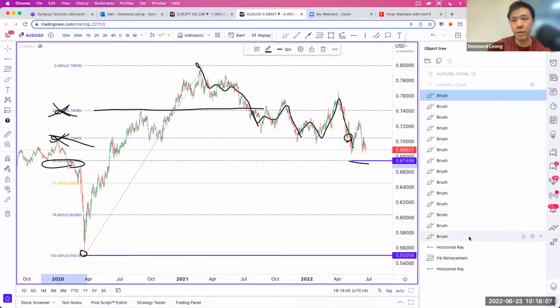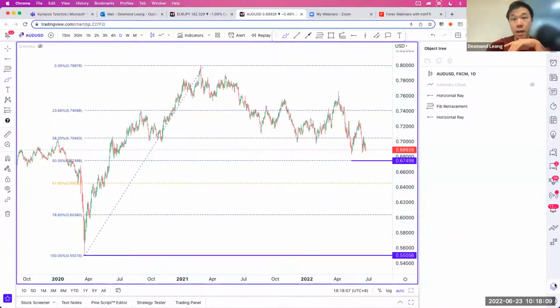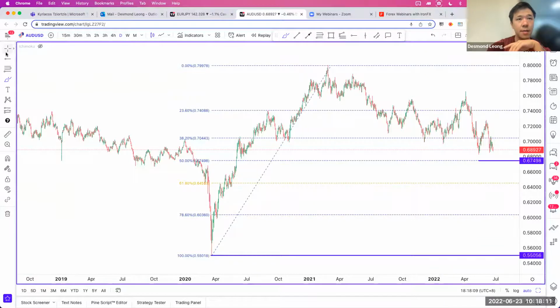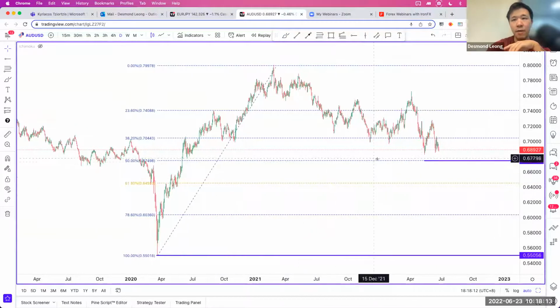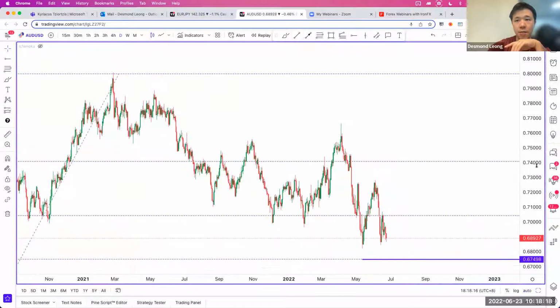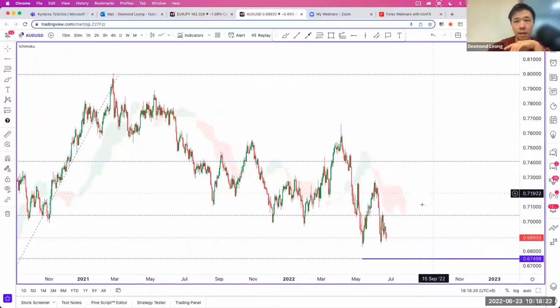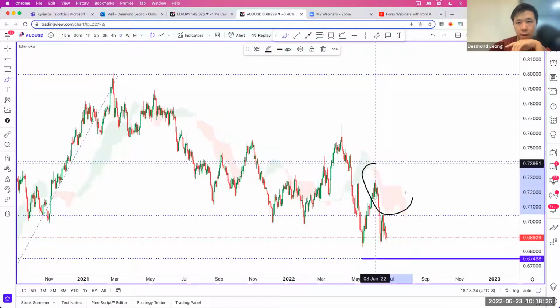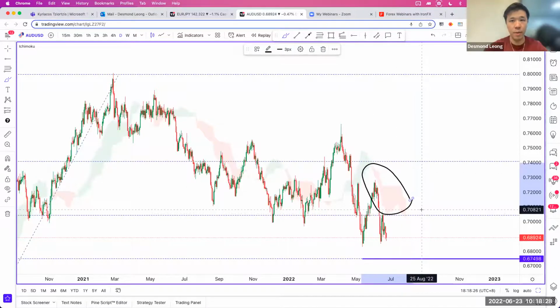I'm going to remove all my drawings again. Now back to this. So the next big level we're looking at is here. What I like about this particular chart, I'm going to pull it up for you. There is obviously bearish, right? We have a bearish Ichimoku here, meaning that we got a little bit of downside momentum.